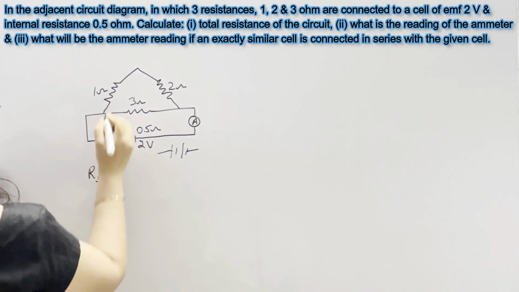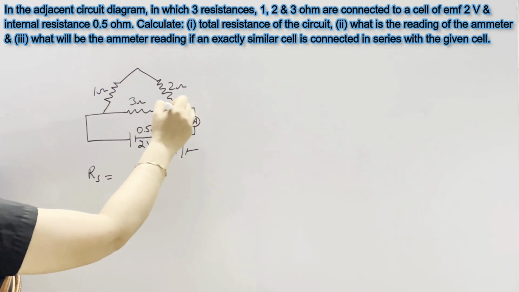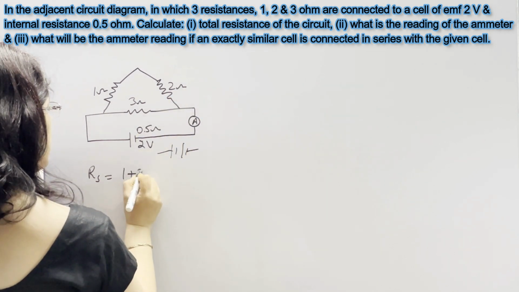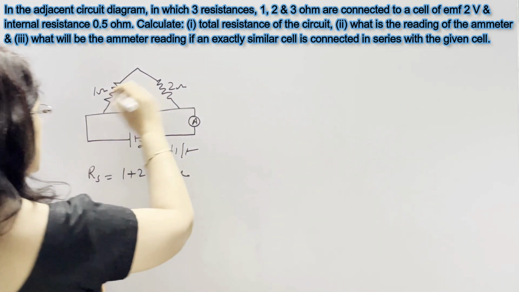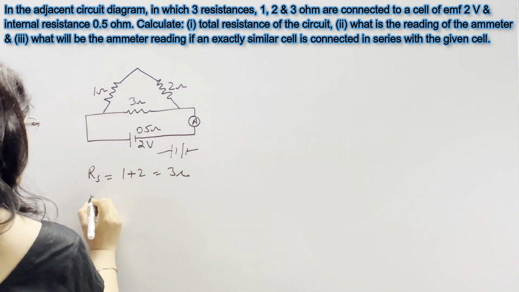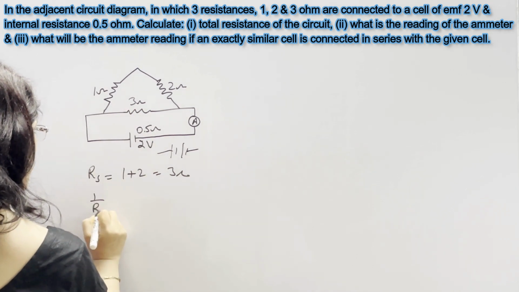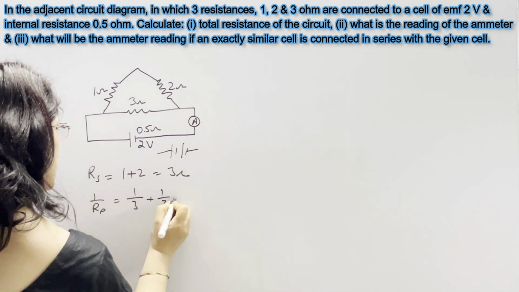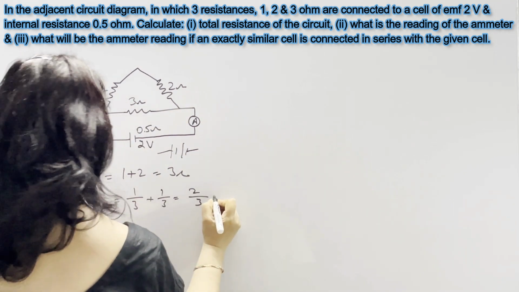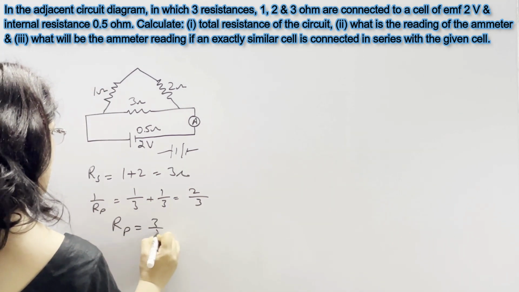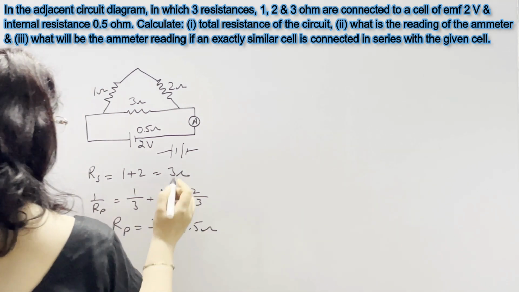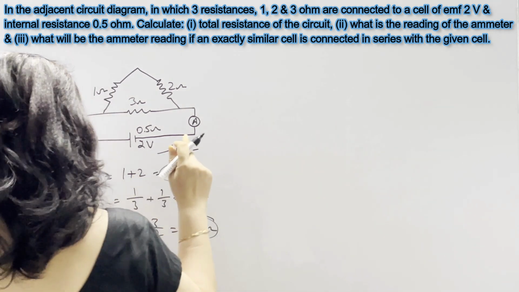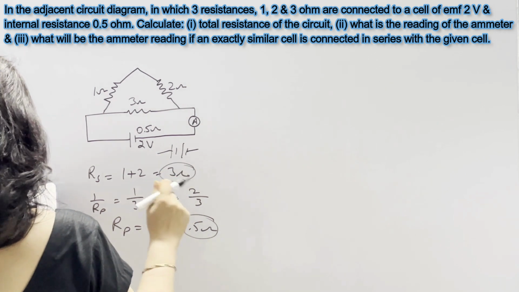Series combination. Although they are in the shape of a triangle, no cut is there, so these are in series. It means 1 plus 2, which is 3 ohm. This series combination is 3 ohm, and then in parallel combination, 1 upon Rp is 1 upon 3 plus 1 upon 3, which is 2 upon 3. So the parallel combination is 3 upon 2, which is 1.5 ohm. Rs is 3, then Rp is 1.5.